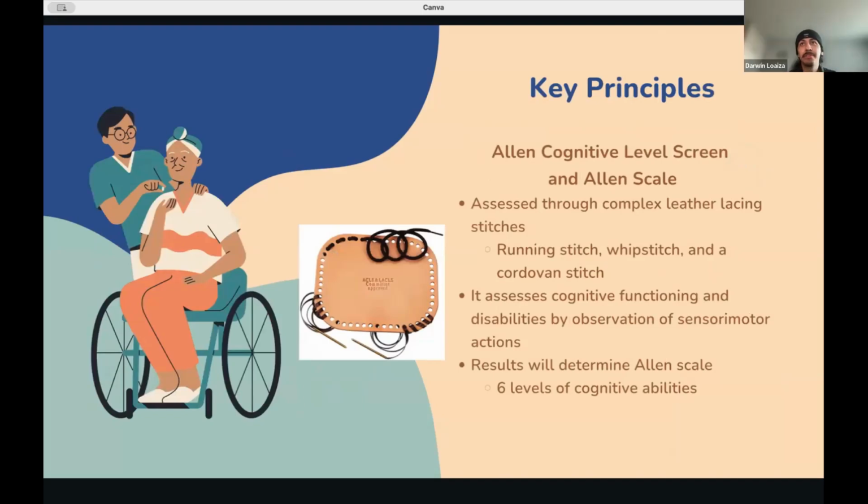The key principles for the Allen Cognitive Level Screen and the Allen Scale is that they were assessed through complex leather lacing stitches. So you would run the stitch, whip stitch, or a coordinative stitch. It became progressively harder the more loops and knots you would go through. It also assesses cognitive functioning and disabilities by observation of sensory motor actions. Results will determine the Allen scale in 6 levels of cognitive abilities.